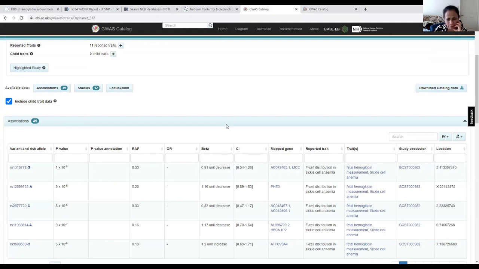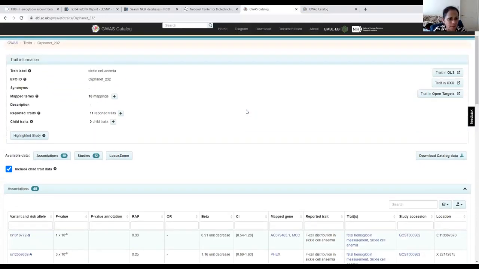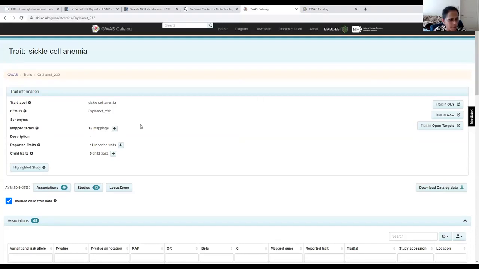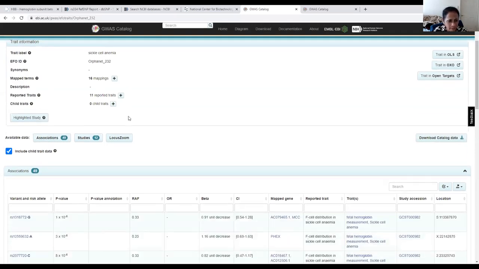Is it done for all of you? Yes. Oh, fantastic. Okay, good. So all of you have very fast computers as well. So the trait is sickle cell anemia. And Orphanet is another database that it's mapping to. So Parimala, you're still, it's trying to log on, or it's still doing okay? That doesn't matter. Okay, it'll eventually come.